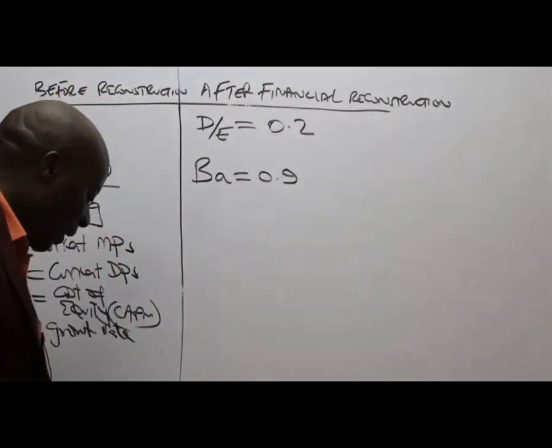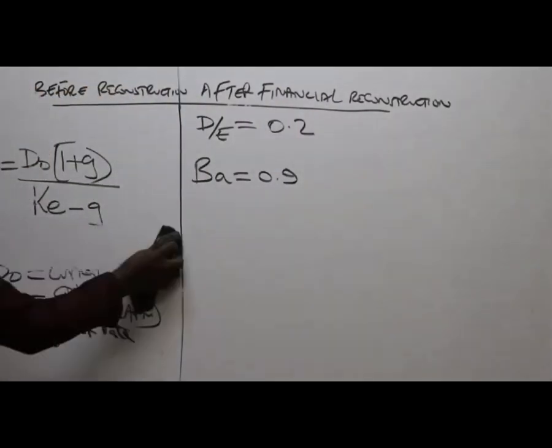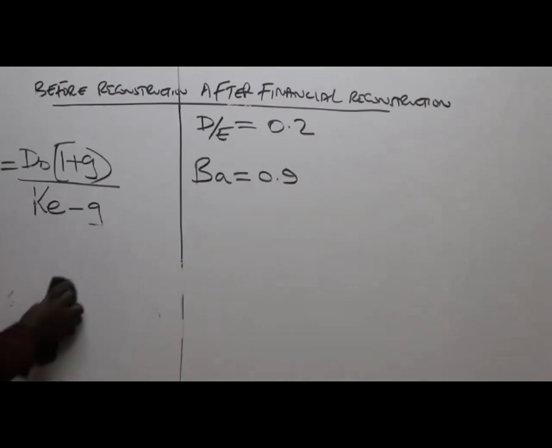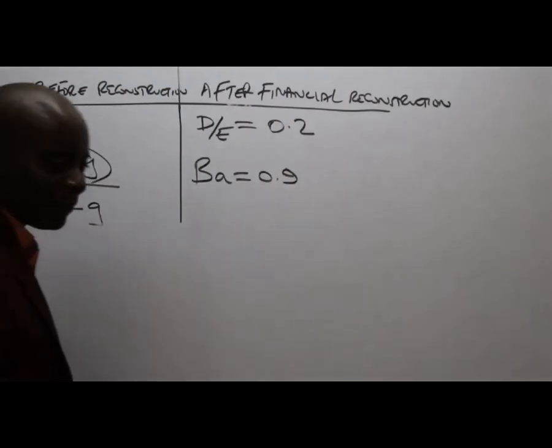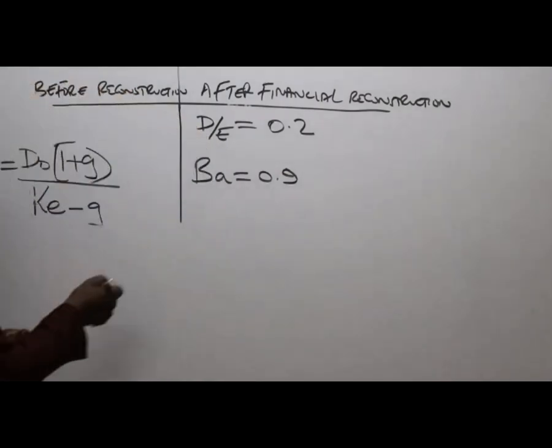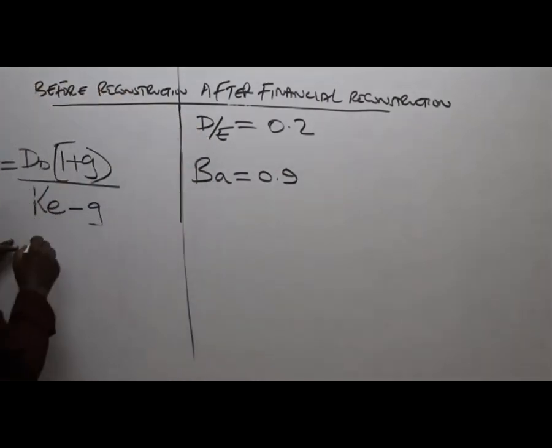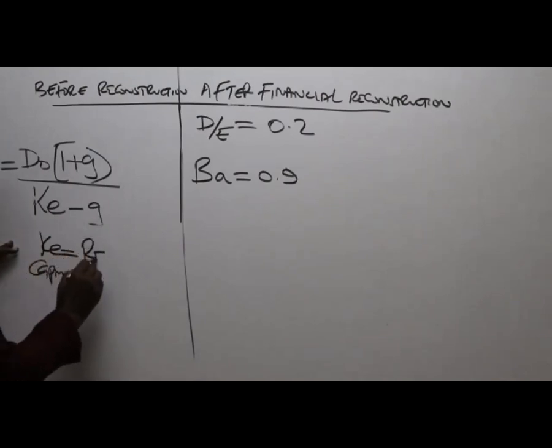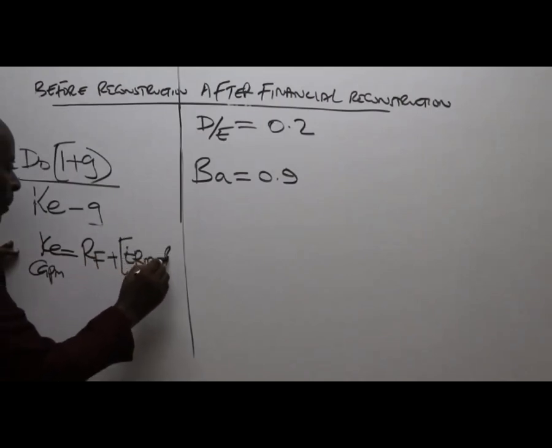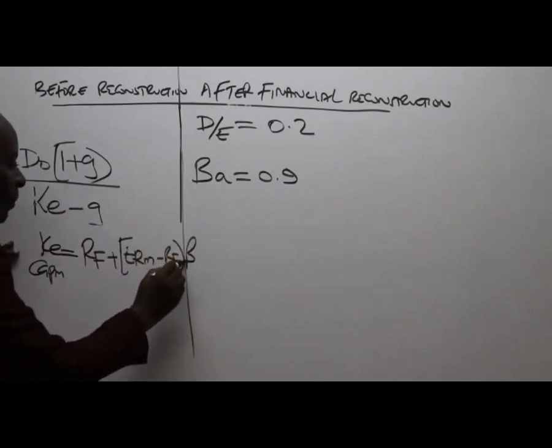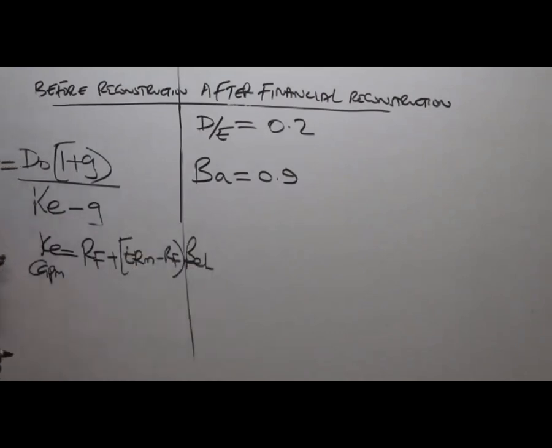So, ladies and gentlemen, I would want you to do me a favor. Could you kindly run with this ball and calculate for me the cost of equity before reconstruction? Please give me the cost of equity here before reconstruction. And remember, we are using CAPM. How do we use CAPM? We know the formula: risk-free plus the market return minus risk-free, multiplied by beta equity, where our firm is levered.